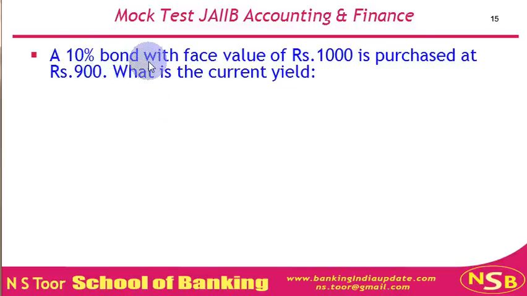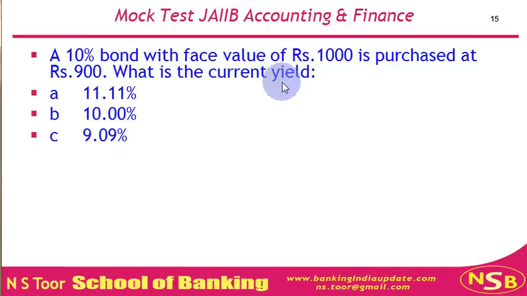A 10% bond with a face value of rupees 1000 is purchased at 900. What is the current yield? Current yield. Here are our options. In this case, we have to calculate the current yield. And to calculate current yield, we need the following formula. So we are going to make the calculation.